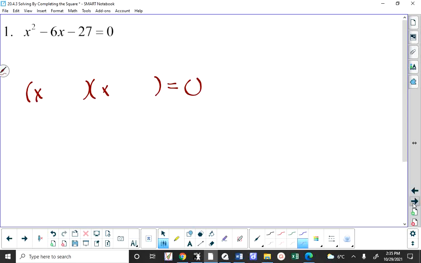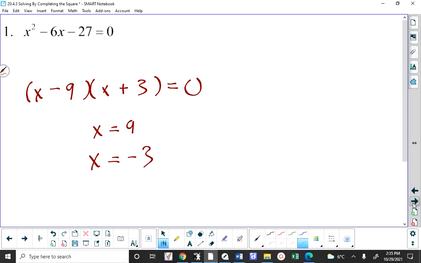Two numbers that multiply to give negative 27 and add to give negative 6 are negative 9 and positive 3, which means the solutions are 9 and negative 3. Child's play. Really simple. Any questions with one? You can decide to write this down or not.